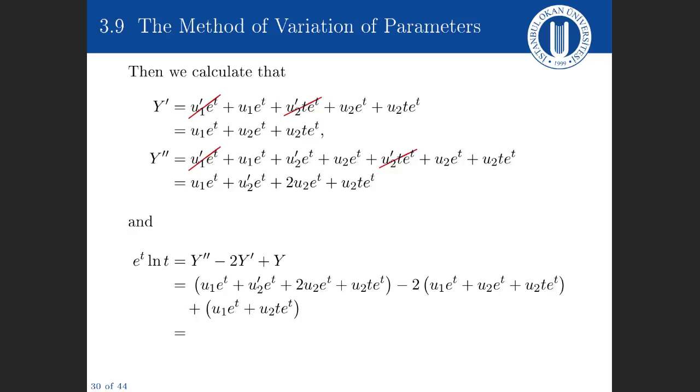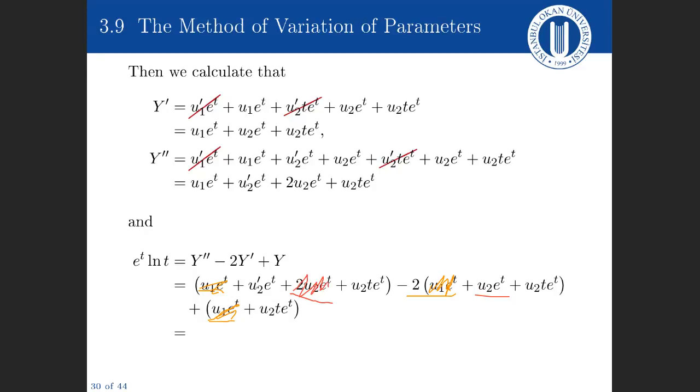And then we're going to look to cancel some terms. Here's a u1 e to the power t, another u1 e to the power t, but then minus 2 u1 e to the power t. These are going to cancel out. What else do we have? There's 2u2 e to the power t here, and minus 2u2 e to the power t just here. These are going to cancel out.